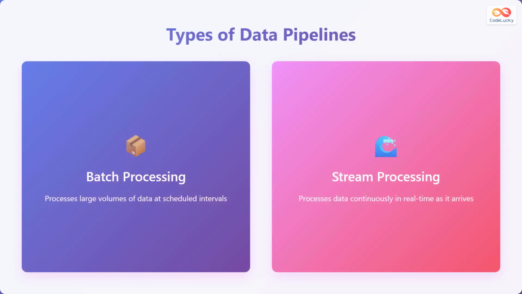Data pipelines come in different flavors, each suited for specific use cases. Batch processing involves processing large volumes of data at scheduled intervals, often used for overnight or weekly updates. Stream processing, on the other hand, processes data continuously in real time as it arrives, ideal for applications requiring immediate insights. So, you have to choose the type of data pipeline based on how fast you need to process your data. If you need it processed as it arrives, you should choose stream processing. If you need it processed in big chunks at longer intervals, you can choose batch processing.